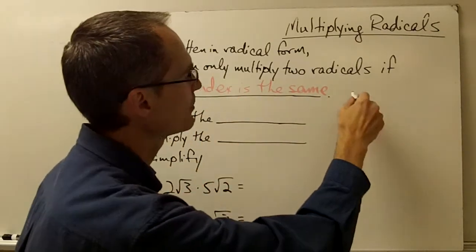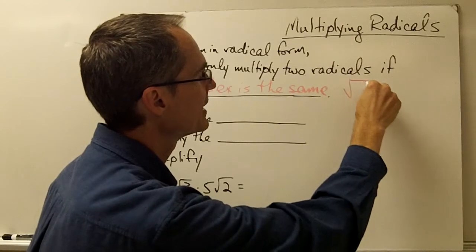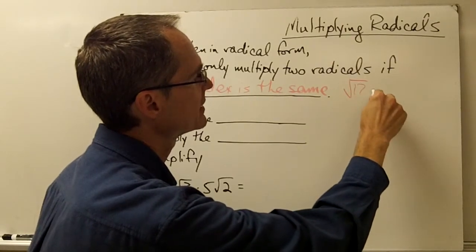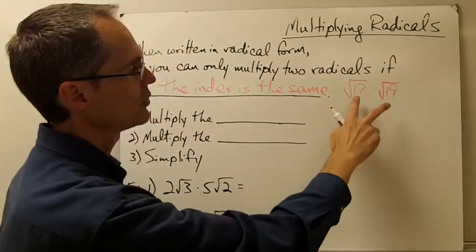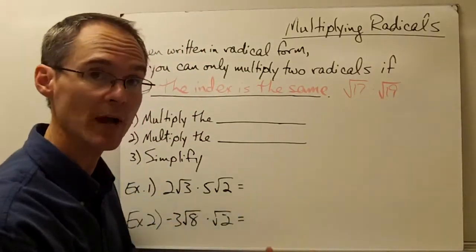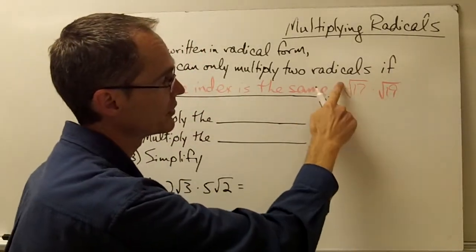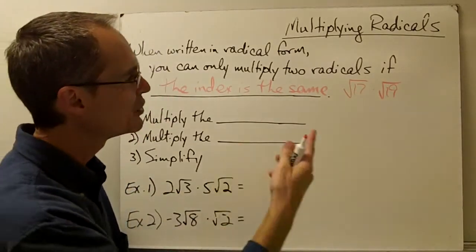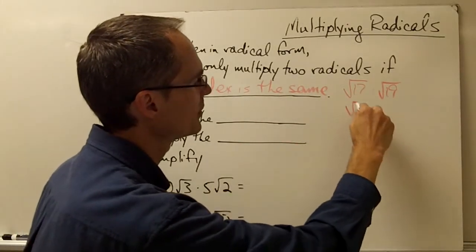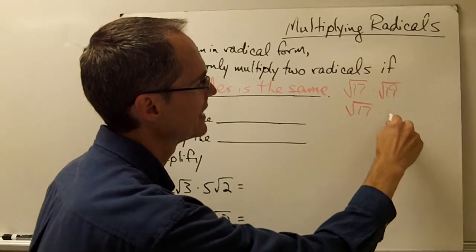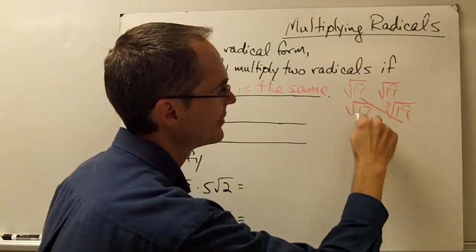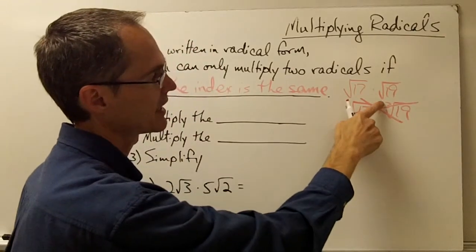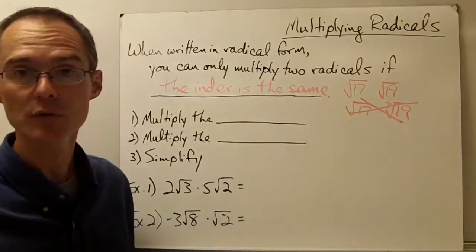So for example, you could multiply, say, the square root of 17 times the square root of 19. You could multiply these together and keep them in radical form because the index for both of these is 2. You could not, however, say multiply the square root of 17 times the cube root of 19. That is not going to work because you have an index of 3 here and an index of 2 there.